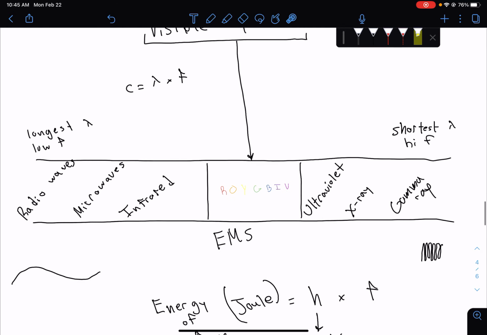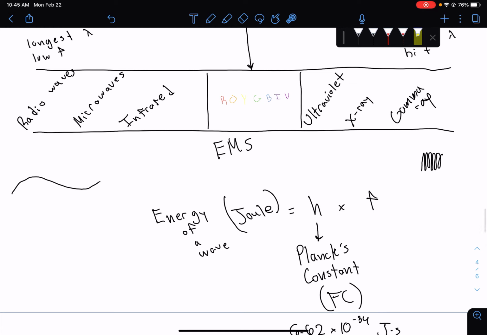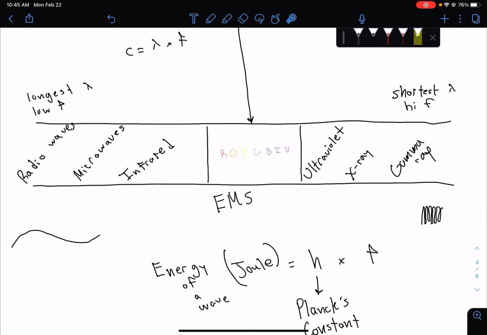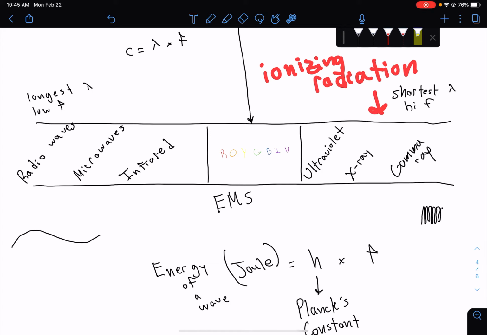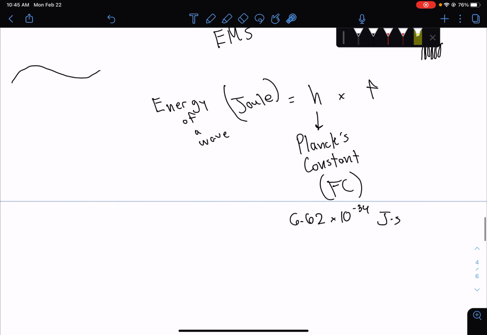And by the way, radiation is not necessarily a bad word. When you hear radiation, you're probably thinking like cancer or nuclear reactions and things like that. That's what we call ionizing radiation. And ionizing radiation typically finds its way over in this side of the electromagnetic spectrum, more often than not.